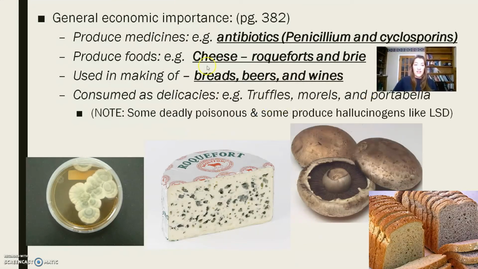Of course, general economic importance, medicines. We wouldn't have certain antibiotics. I mean, penicillin was our first one, and that came from a fungus. Also, different types of food. Cheese. Who doesn't like cheese? And also breads, beers, wines. Also, we eat a lot of mushrooms just as delicacies. We have truffles, morels, portobello mushrooms. Just make sure you note that there are very deadly mushrooms out there that can cause problems for you.